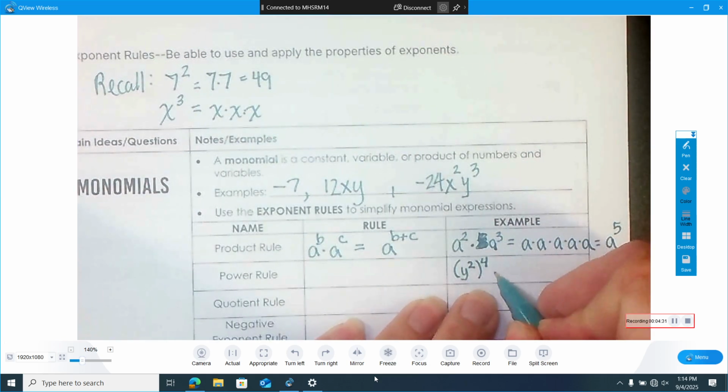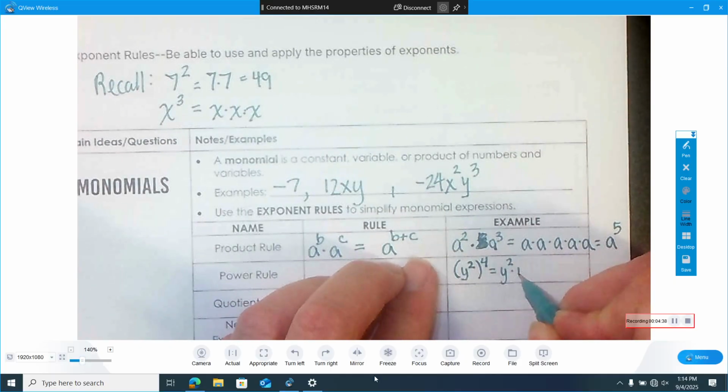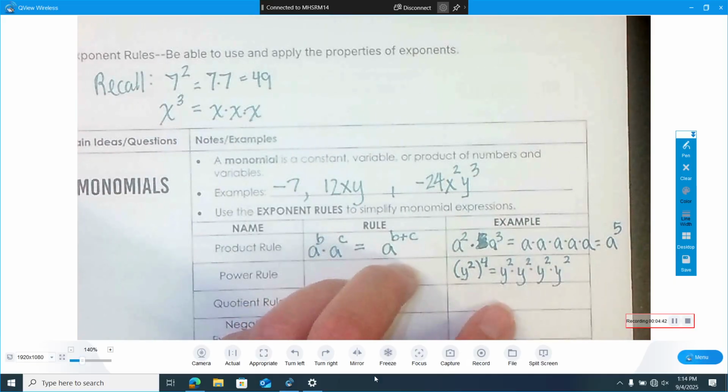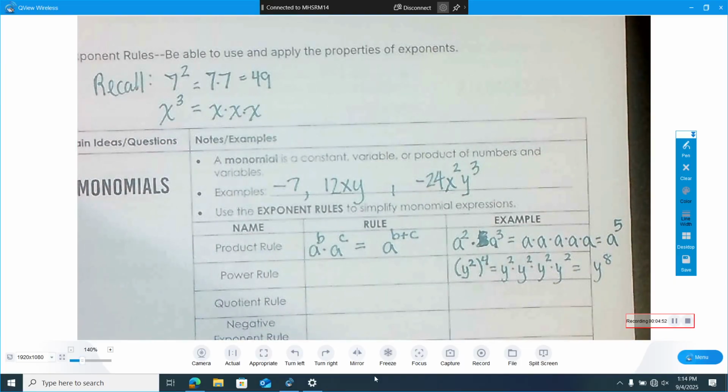And again, we could write it out if we wanted to. We could say it's y squared being written out 4 times, being repeated 4 times. And of course, now this is a product, and we can apply our same product rule. 2 plus 2 plus 2 plus 2 is y to the eighth. Again, we don't have to write everything out, but this is where it comes from, and I think it's important to remember, okay?